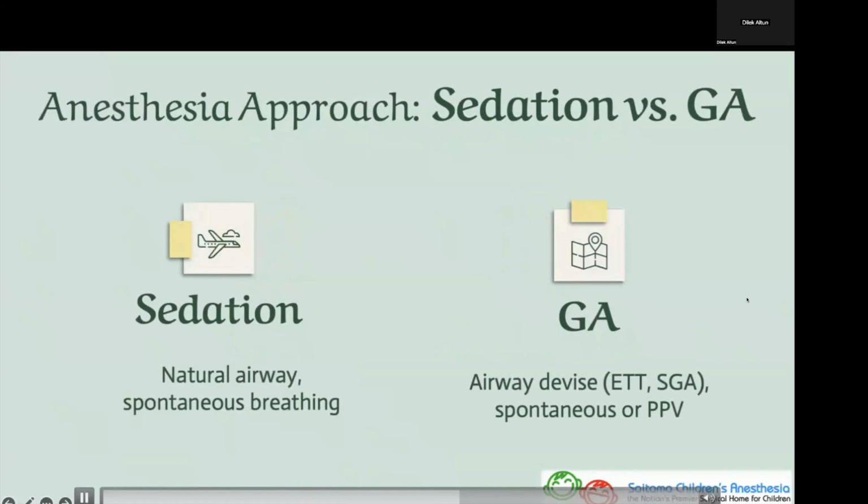One of the key decisions in managing Fontan patients in the Cath Lab is choosing between sedation and general anesthesia, GA. For the purpose of this discussion, sedation refers to maintaining a natural airway and spontaneous breathing. On the other hand, general anesthesia involves the use of an airway device, such as an endotracheal tube or supraglottic airway. Breathing may be either positive pressure ventilation, PPV, or spontaneous breathing under GA.